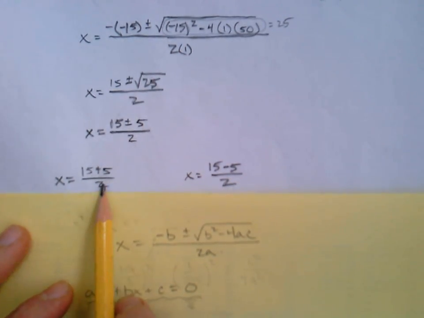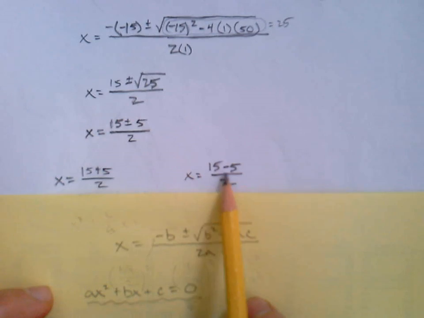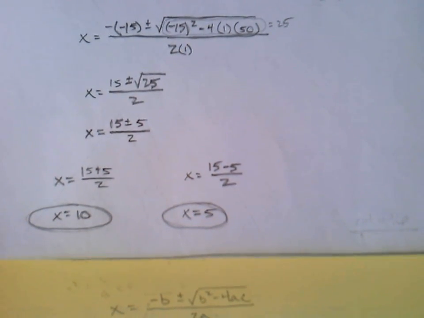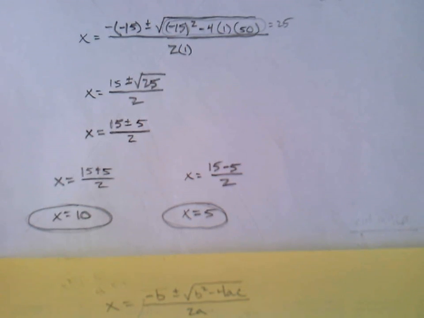Well, 20 over 2 is 10. 10 over 2 is 5. So there I have it. Two pretty clean answers in the end. 5 and 10. And there we have it.